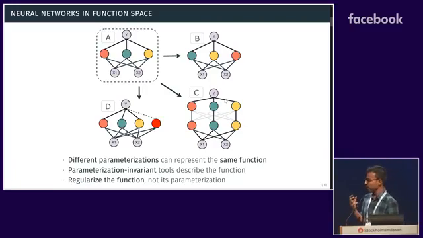So we knew this already. But what this tells us is that if we really want to describe the underlying function, then we need tools or quantities that are parameterization invariant. So tools that don't change when we do all these operations.